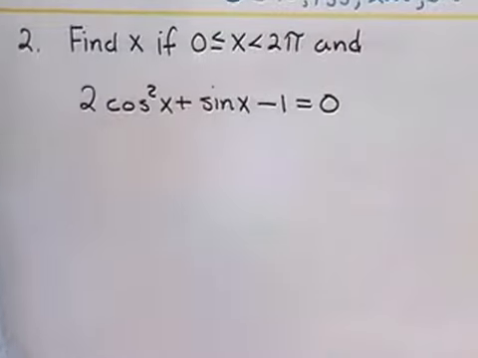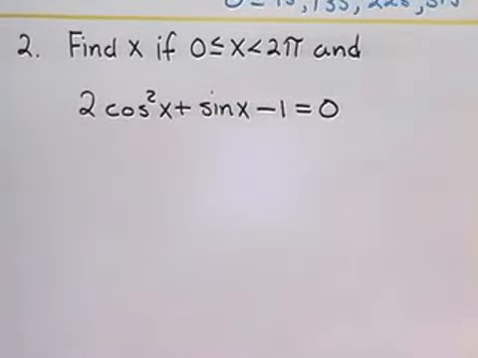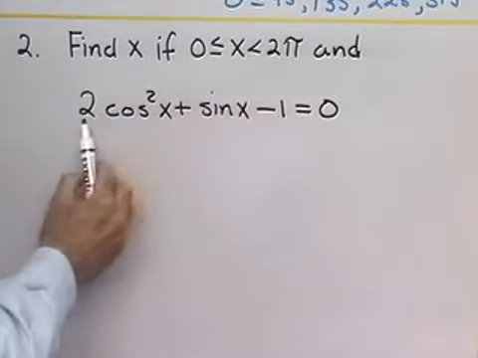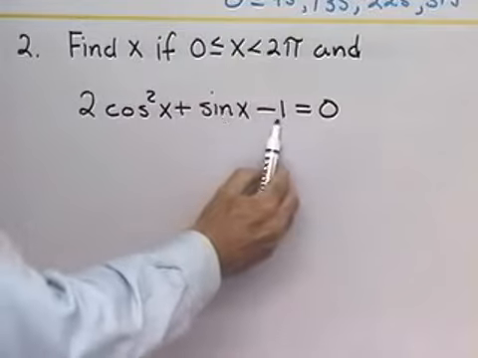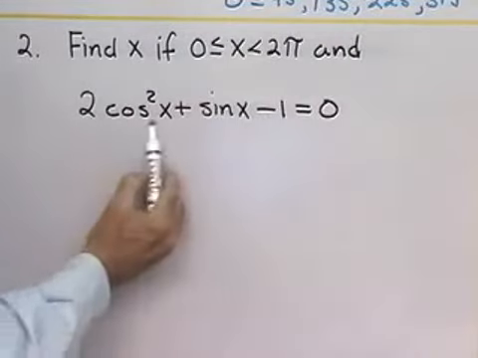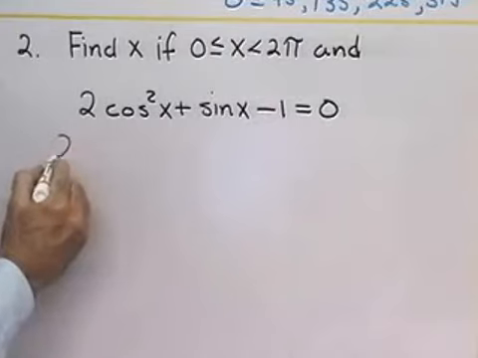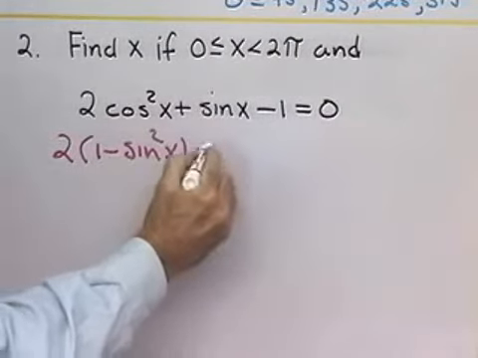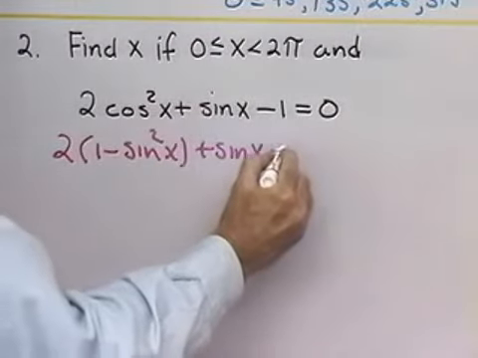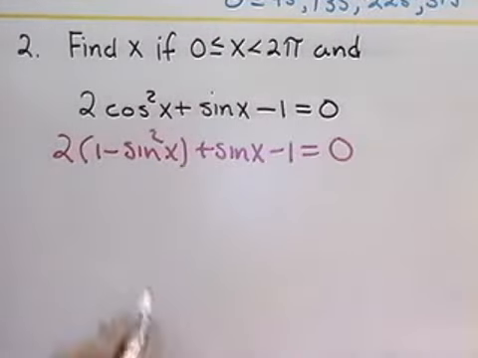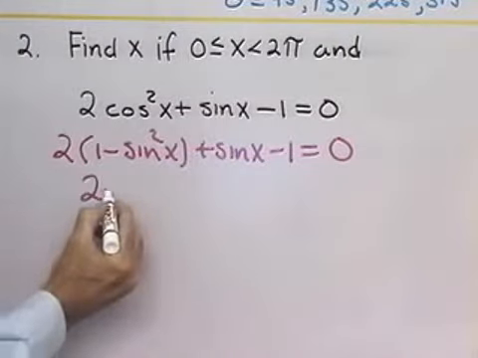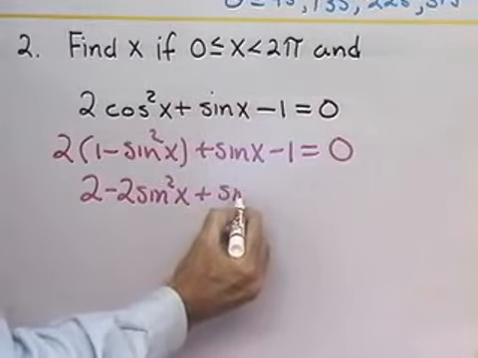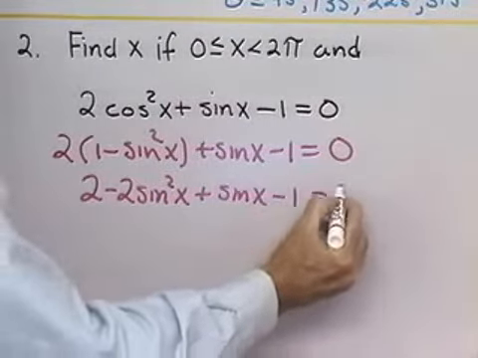Let's look at our next one. I want to find x if x is between 0 and 2 pi, so I'm looking for radian solutions, and 2 cosine squared x plus sine x minus 1 is equal to 0. Well, let's get this all in terms of the same trig function, so it'll be 2 times 1 minus sine squared x plus sine x minus 1 is equal to 0. I'll multiply this out, and I'll have 2 minus 2 sine squared x plus sine x minus 1 equals 0.